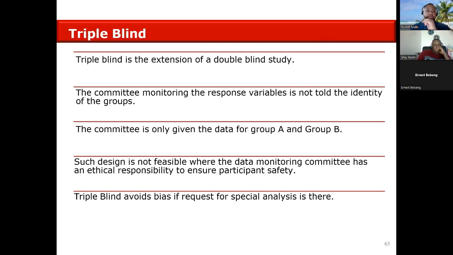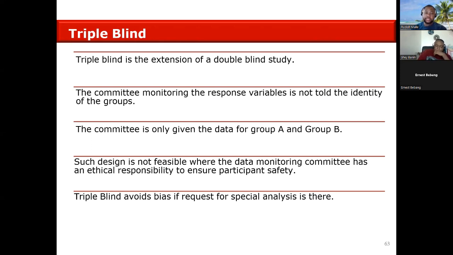Triple-blind is an extension of a double-blind study. The committee monitoring the response variables is not told the identity of the group. There's usually something called a DSMB. DSMB is Data Safety Monitoring Board. Yes, Data Safety Monitoring Board.